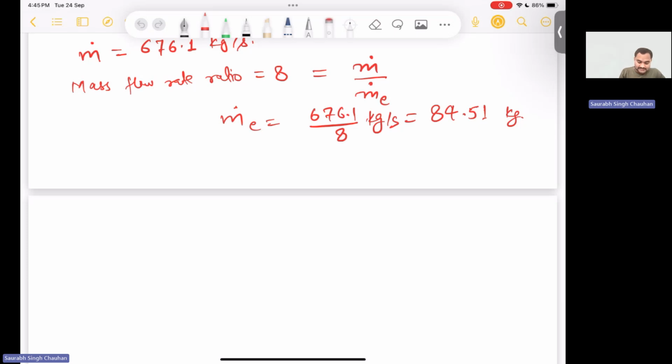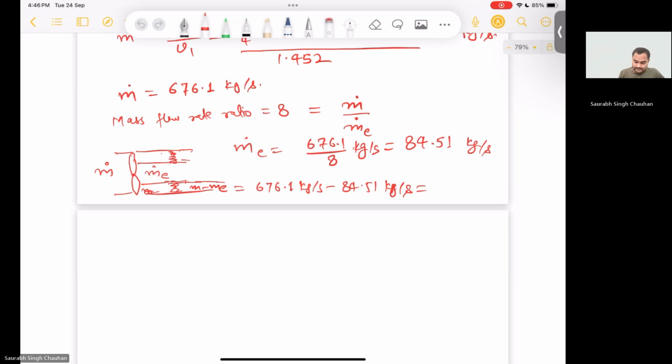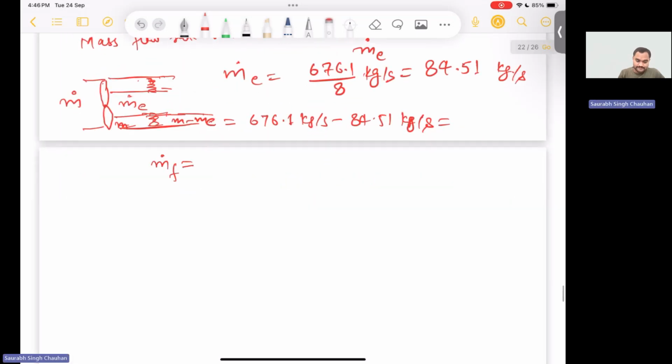So the remaining mass, I will just make this some sort of diagram. So here the total mass is coming, and here ME will be going, and in the remaining area, what will be the mass here? Here it will be M minus ME, right? So this will be equal to 676.1 kg per second minus 84.51 kg per second. This is the mass flow rate in the pen, and it comes out to be 591.6 kilogram per second.